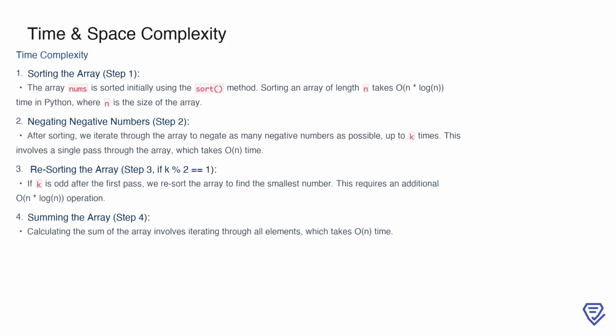If k remains odd after negating the negatives, we proceed to step 3, where we resort the array to locate the smallest number. This resorting step also takes O(n log n) time. Finally, in step 4, summing all the elements of the array involves iterating through the array once, which contributes O(n) time. These steps collectively give us a breakdown of the time complexity for the proposed solution.